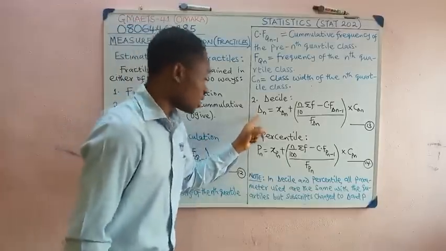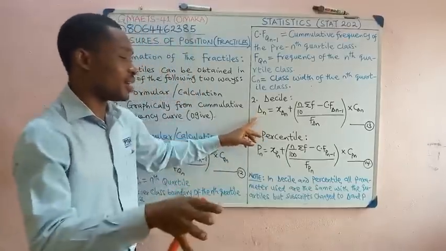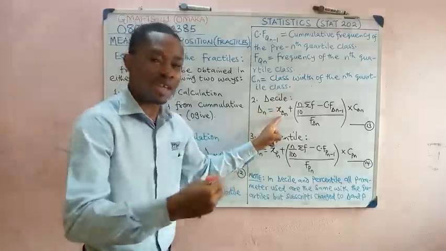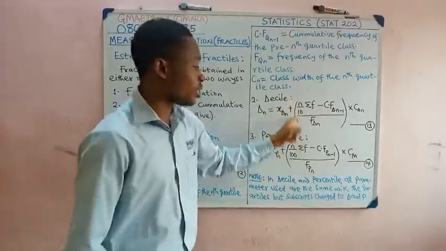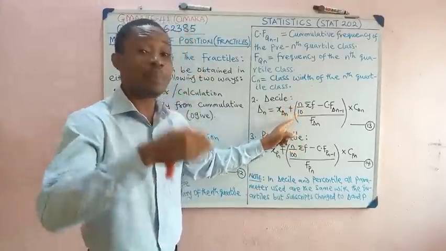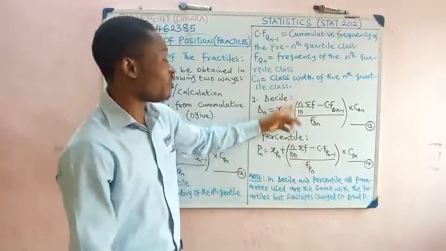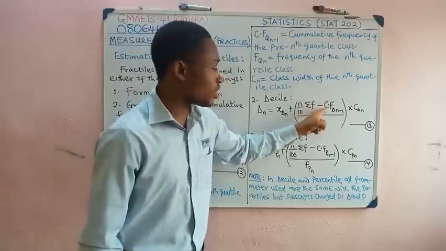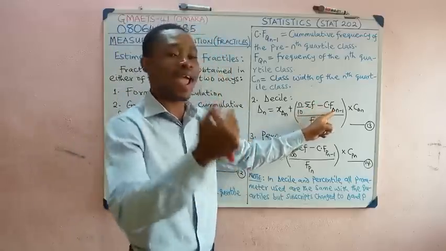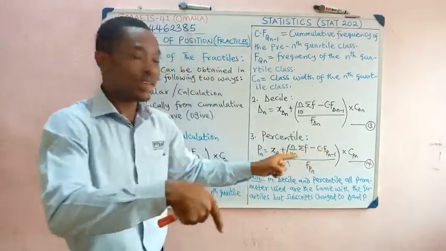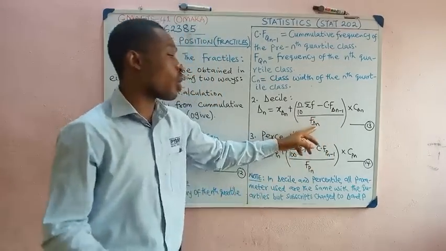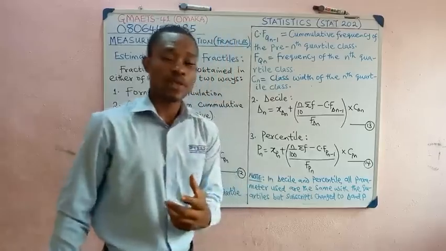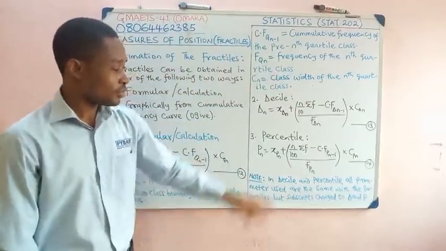Let's read it and see. This is to obtain the nth decile, that's any particular decile, is equal to the lower class boundary of the nth decile class plus open bracket n divided by 10. That's that particular position of decile I want to get, divided by what? 10, times summation of frequencies minus cumulative frequency of the pre-nth decile class, divided by the frequency of what? The nth decile class. Close your brackets and multiply by what? The class width of the nth decile class.